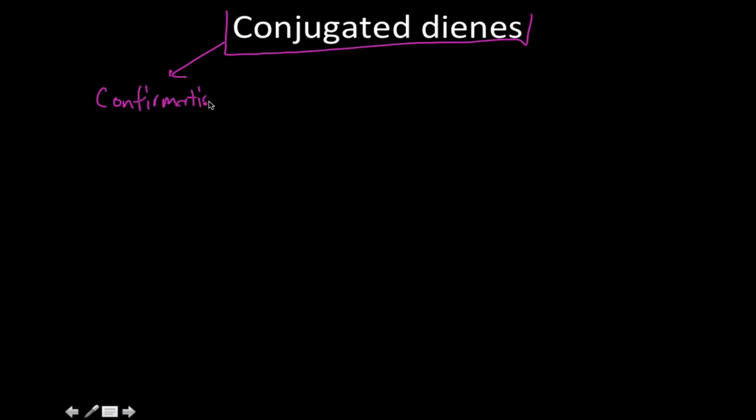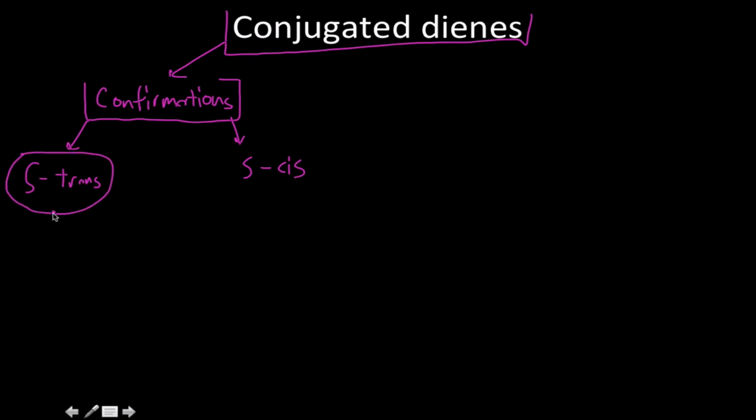So conjugated dienes, let's make some notes about ways that we can identify these things. There's two other types of conformations that we can have. So I'm just going to say that there's conformations of conjugated dienes, and these are known as S trans versus S cis. The S stands for sigmoid, and that's not really important. So I don't know why I'm really stressing it.